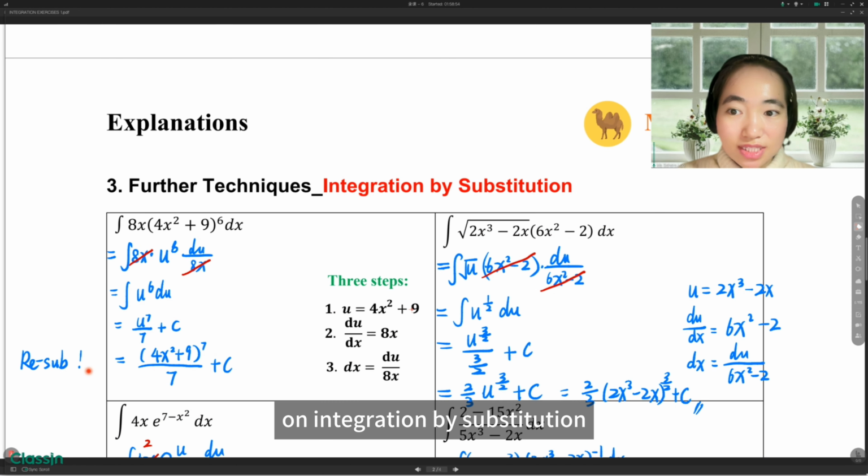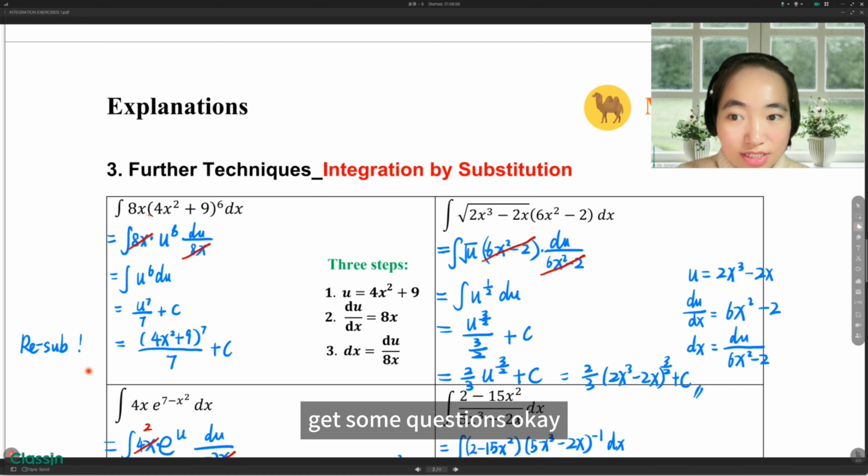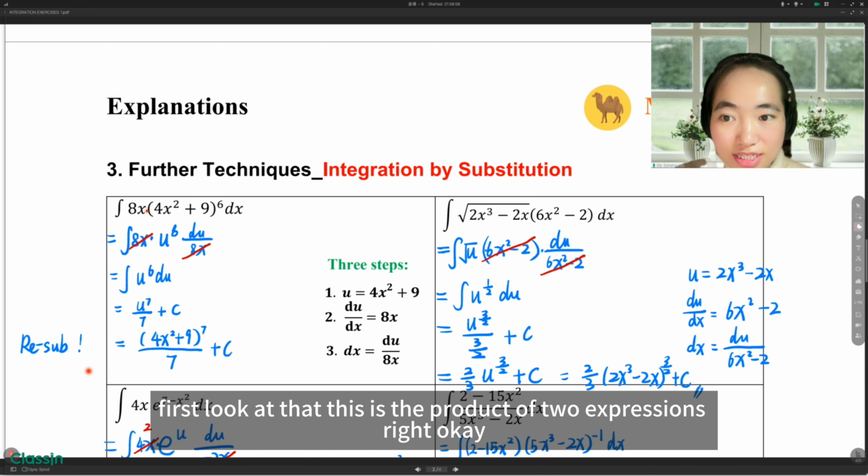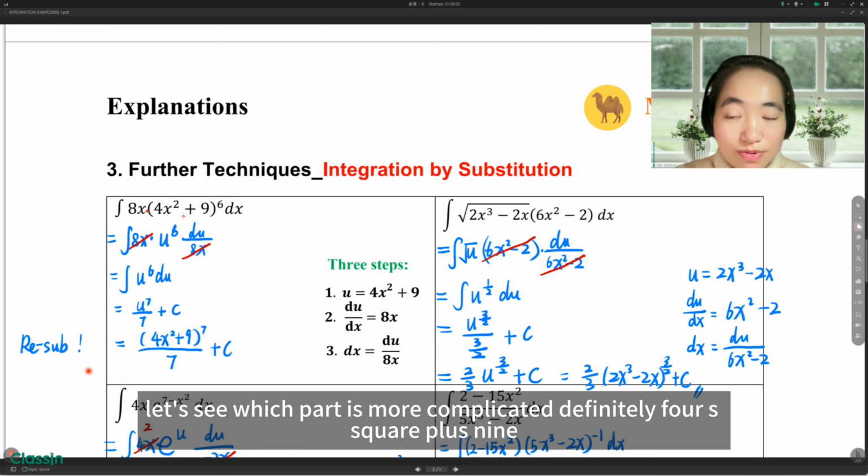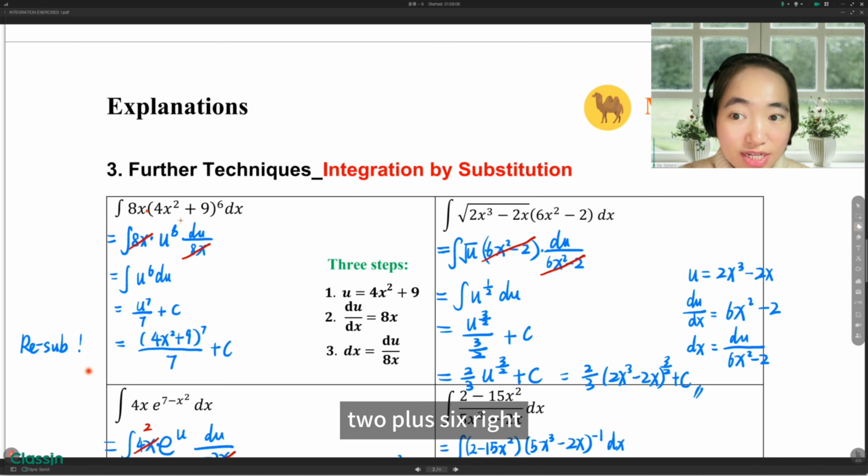Integration by substitution. There are some questions. Okay, first, look at that. This is the product of two expressions, right? Let's see which part is more complicated. It's definitely (4x squared plus 9) to the power 6, right?